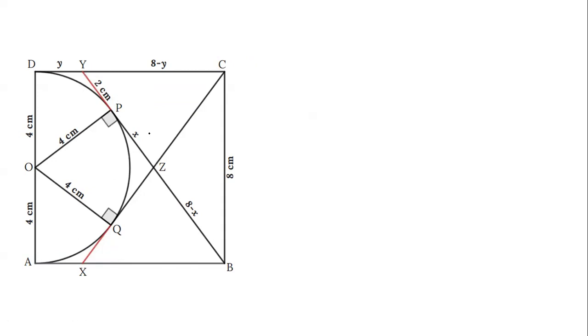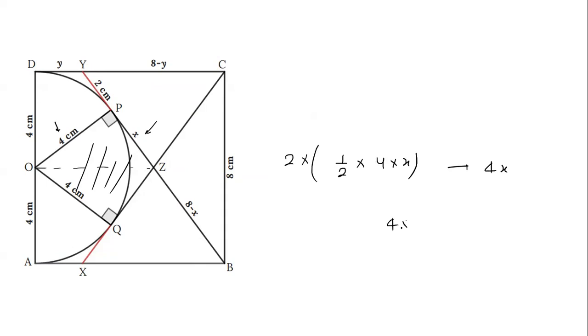So now you know this x also and this 4 also, and we calculated this quadrilateral area as 2 times the triangle area, which is 4 times x, and x we know as 3, so it will come as 12 centimeter square, and in this way we can solve this problem.